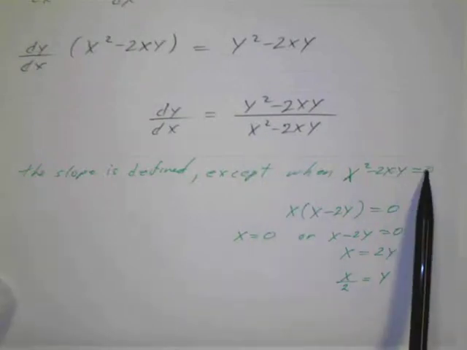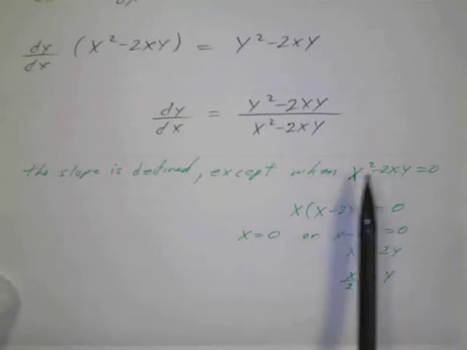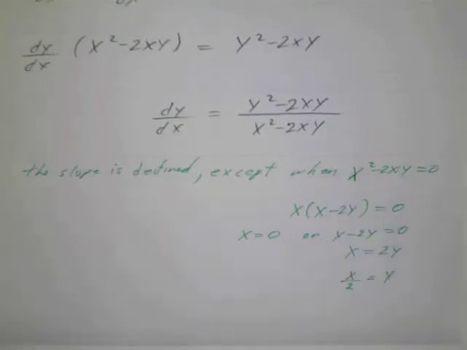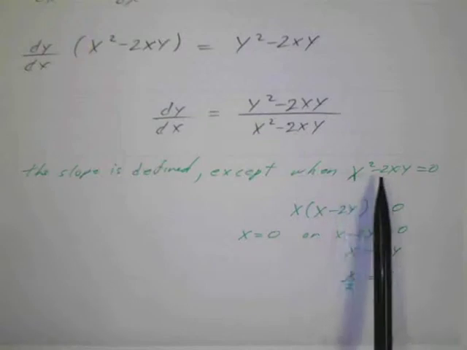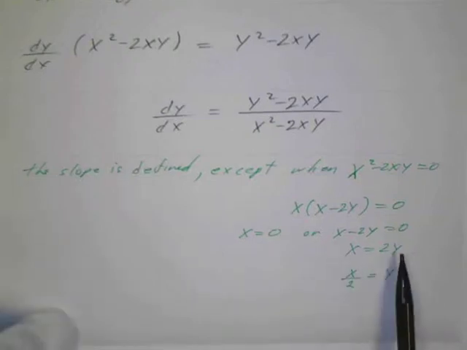We set it equal to 0, and it's like most quadratics, we just factor. So I can factor out an x, and what's left is x minus 2y. And I set each of these factors equal to 0, so either x equals 0 or x minus 2y equals 0, or x equals 2y, or if I want to solve for y, y equals x over 2.